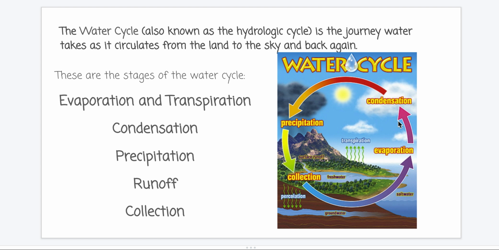Precipitation, that we've discussed already, water falling from the sky in some form: snow, sleet, rain. Runoff, so that's exactly what it's saying, where it's running off of something else. And then collection, where it gathers up. In our picture, we see percolation, where it's getting down into the ground.